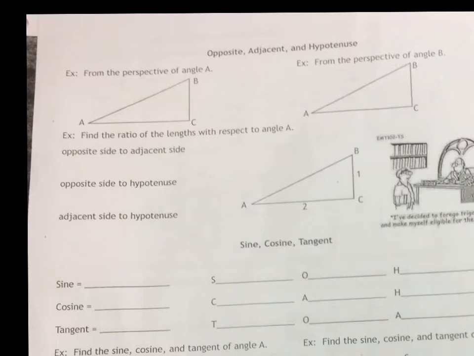Okay, we have to label the opposite, adjacent, and hypotenuse, and this says from the perspective of A. So from A, I'm going to draw my theta, which is what I'm going to use for my angle from A. I need to label those three. First, I label the hypotenuse, which is the longest side of the triangle, and it sits across from the right angle. Then I label the side that is opposite the angle.